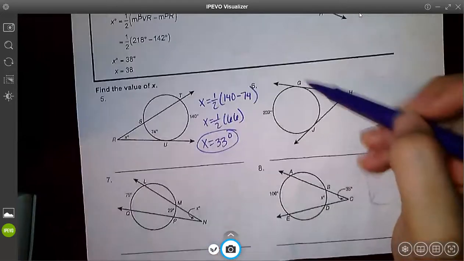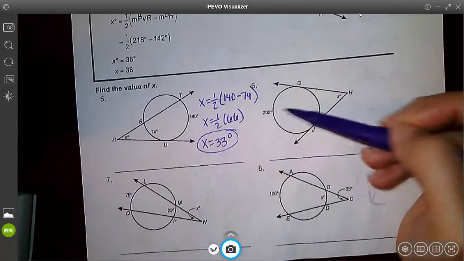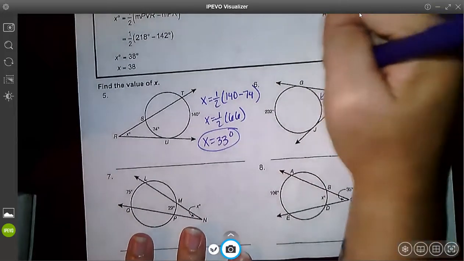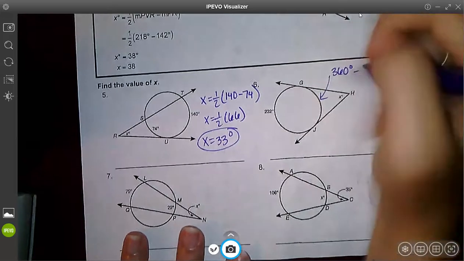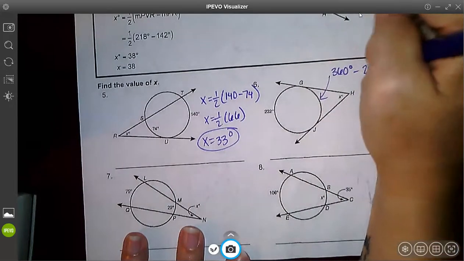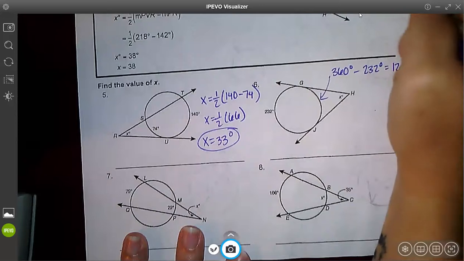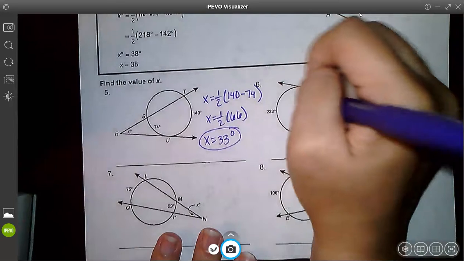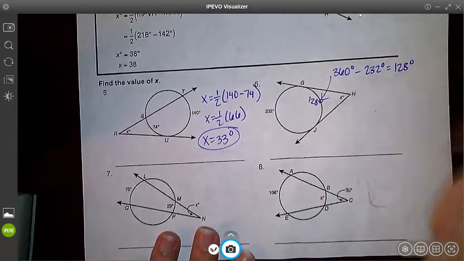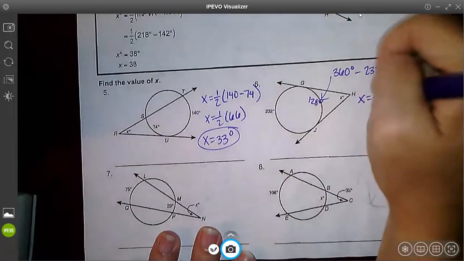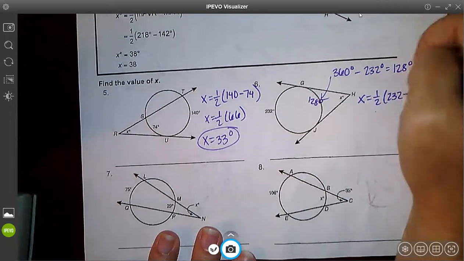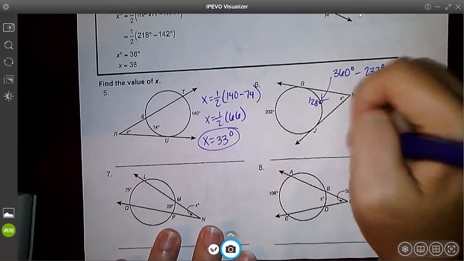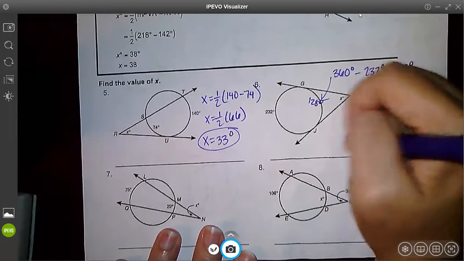With number 6, this one only gives us one arc measurement, but because it's two tangents, those two arcs together have to be 360. So to find this arc measure, you're saying 360, because that's a whole circle, minus your bigger arc, which is given to you, 232. So that's going to be 128. And now we can say that x is half the big arc minus the small arc. Half of 232 minus 128, half of 104, 52 degrees.